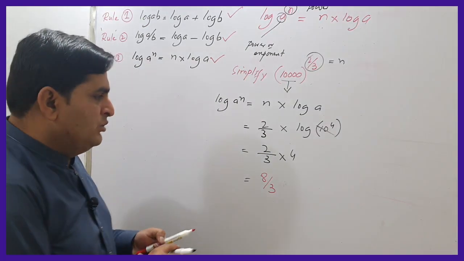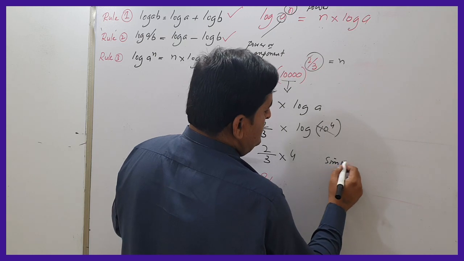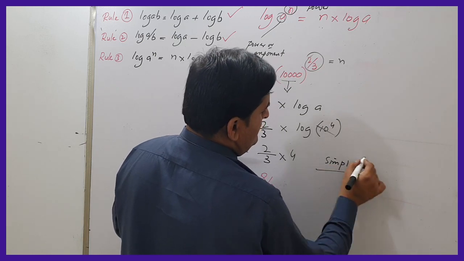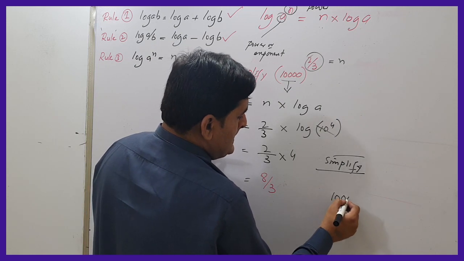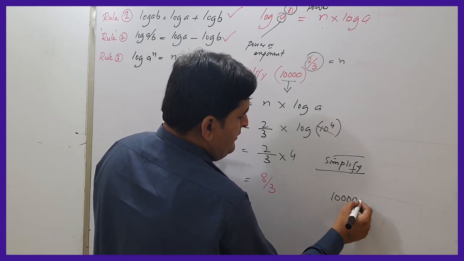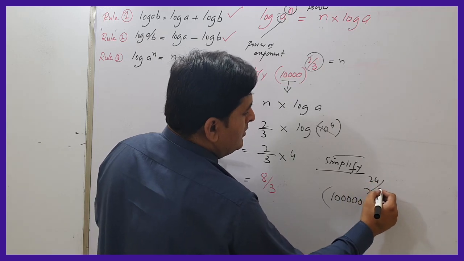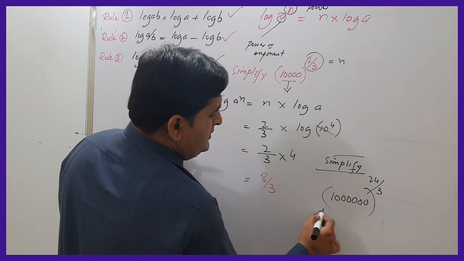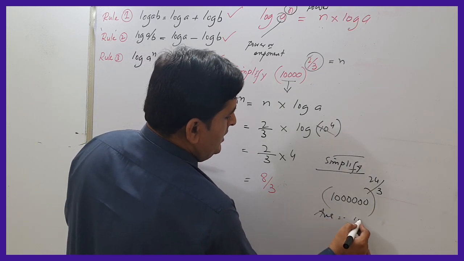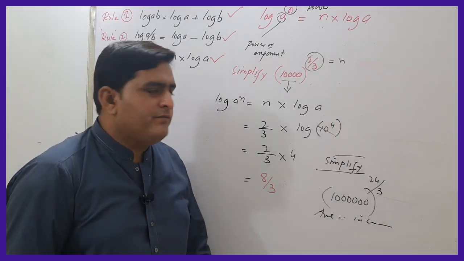For practice, you do this one. Simplify 100,000 to the power given here. So this is your task. Answer this question in the comment box. I'll be waiting for your answer.